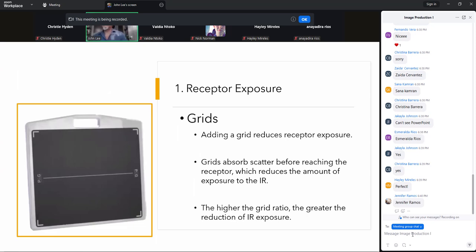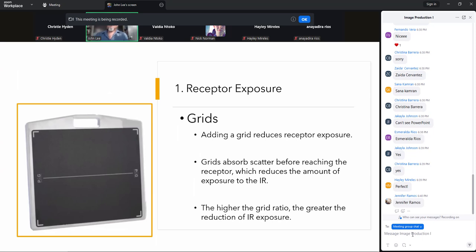Adding a grid reduces receptor exposure primarily by cleaning up and absorbing scatter that is leaving the patient. Now, that is not to say that all of the radiation that a grid removes from an exposure will be scatter radiation, but the greater percentage of it will be. And since it won't be reaching the receptor, we won't have the same number of x-rays hitting the receptor.